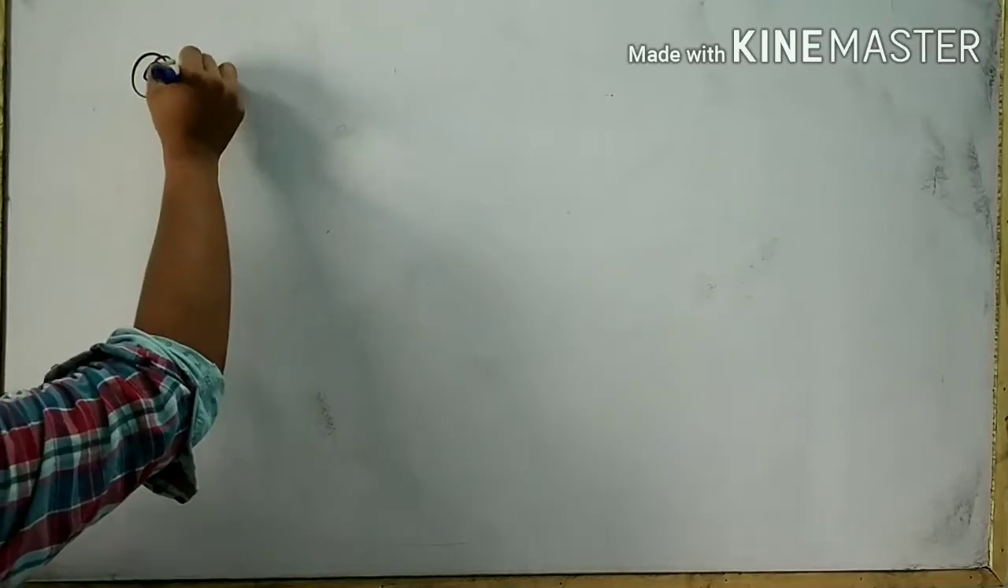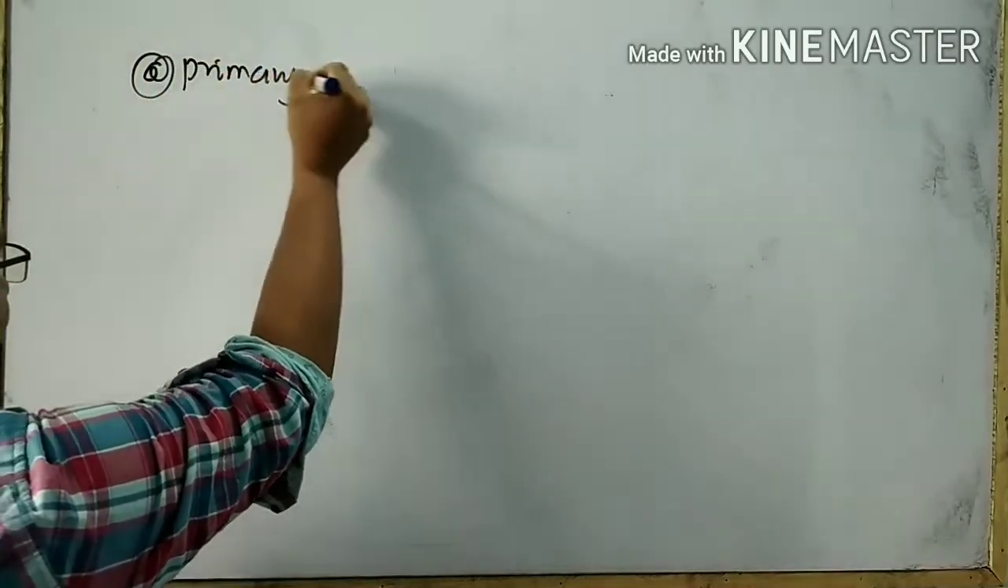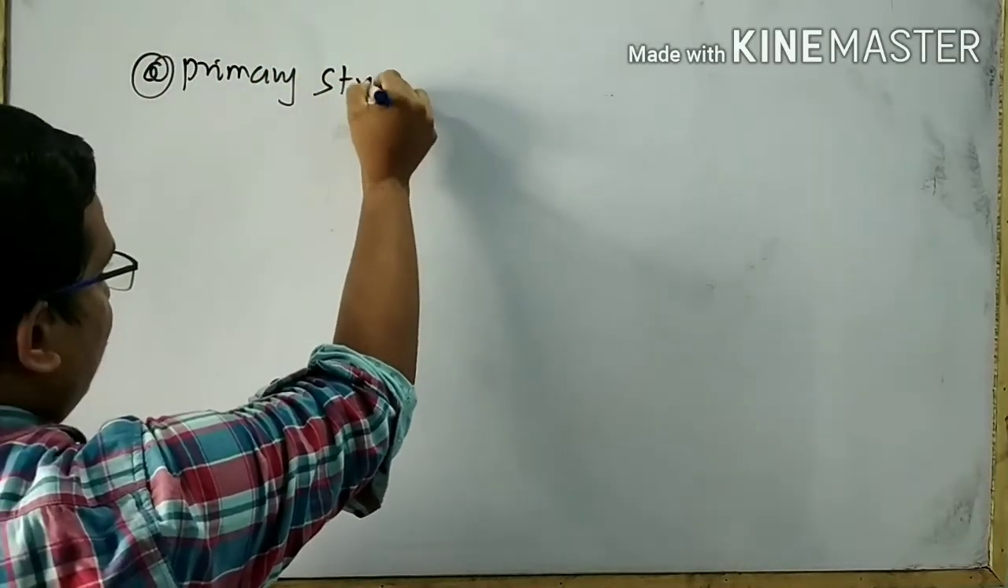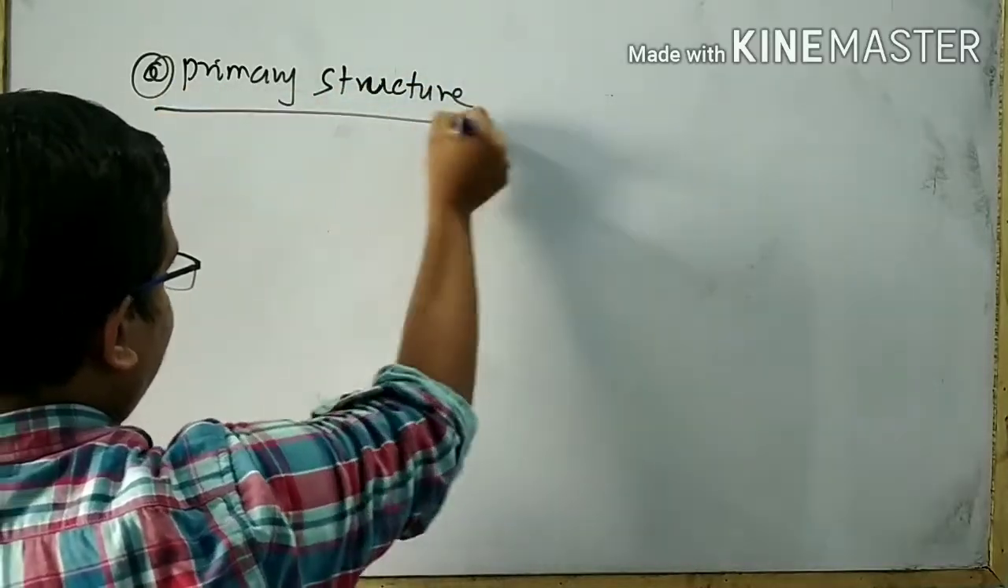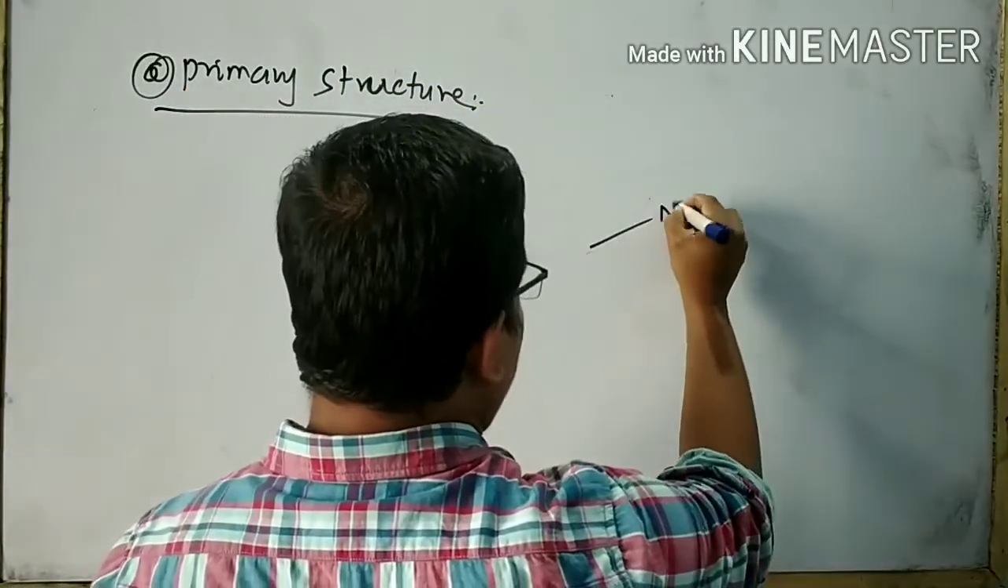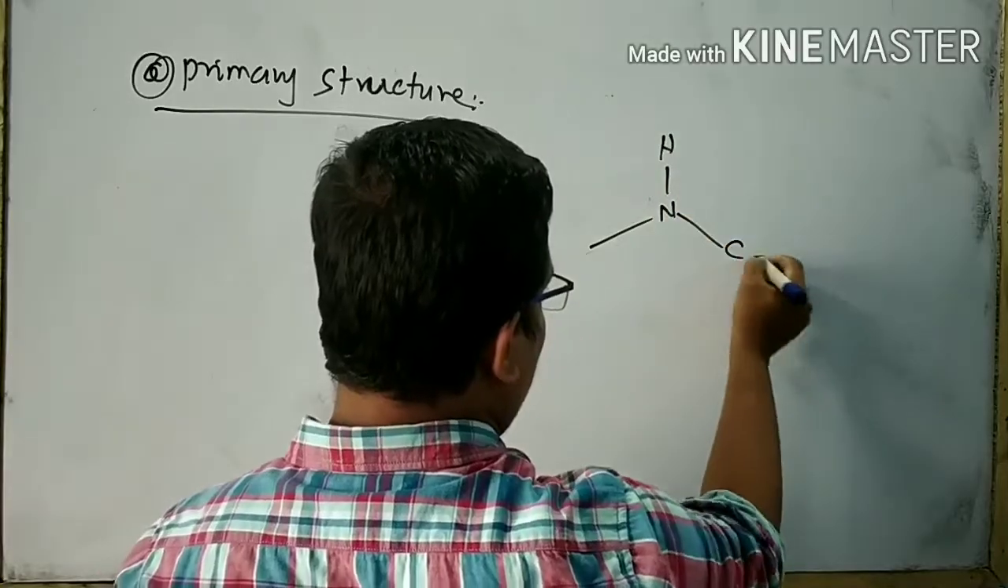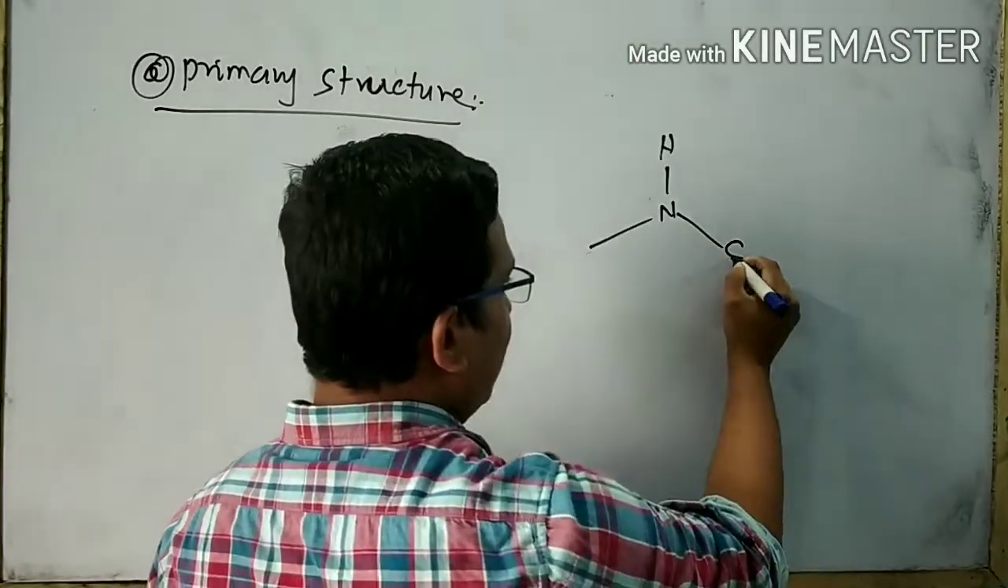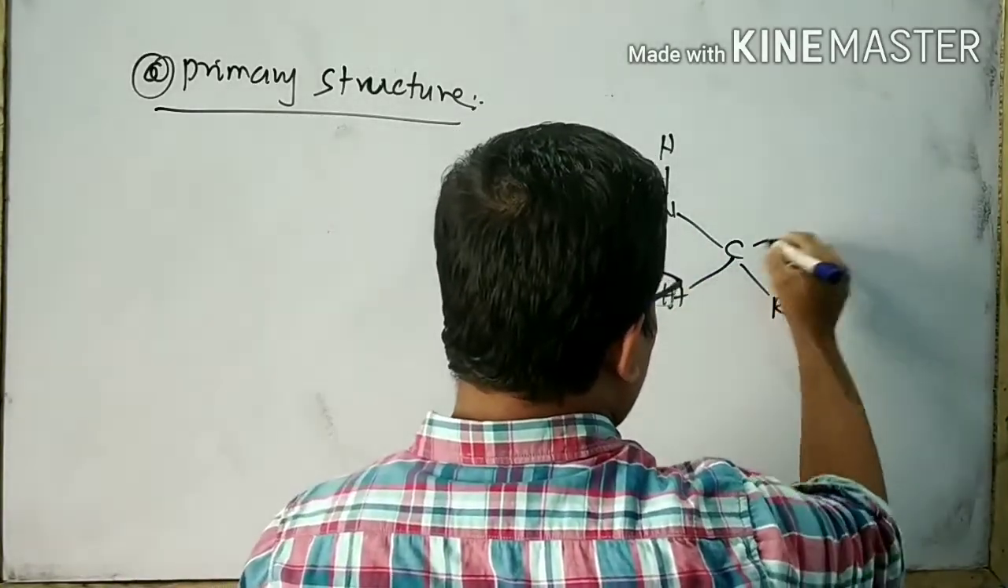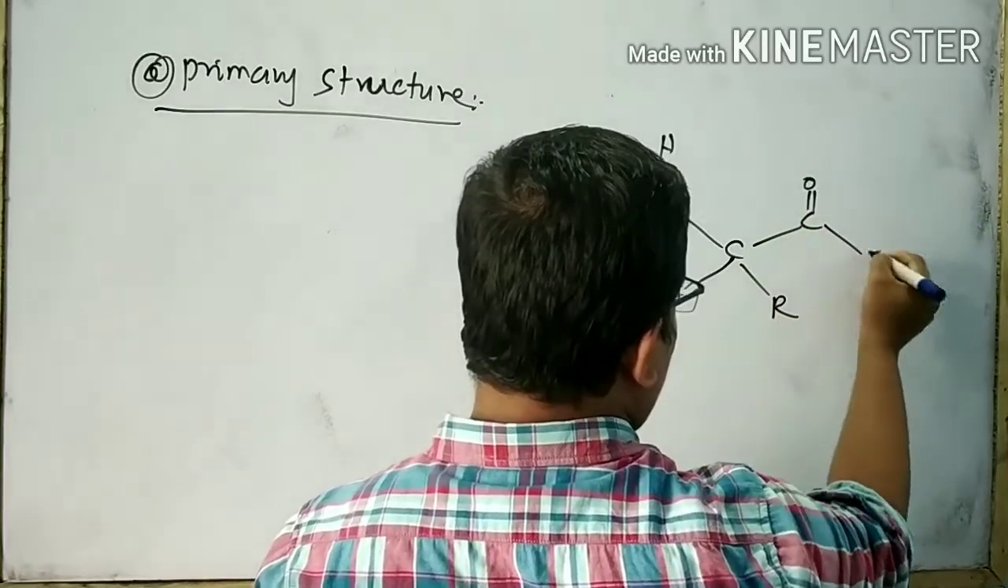Now I will discuss about the primary structure of protein. The primary structure of protein is drawn like this. This is the primary structure of protein.